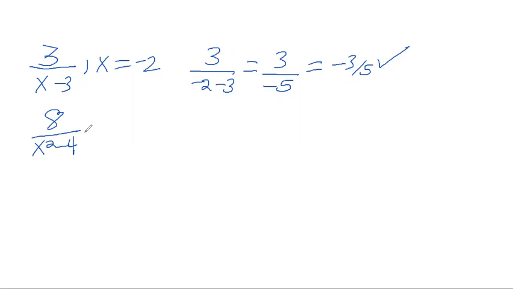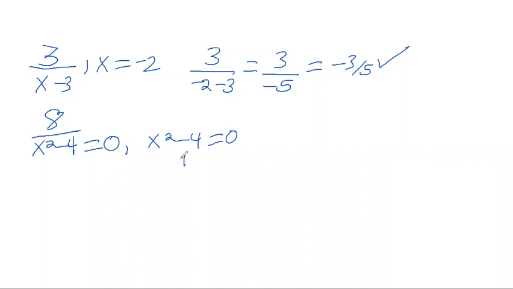So, okay, let's think about it. This is division, right? 8 divided by x squared minus 4, or 8 over x squared minus 4, same thing. So there's only one number you can never divide by in math, and that's 0. So if you take the denominator, set it equal to 0, well, what do we have? We have this.